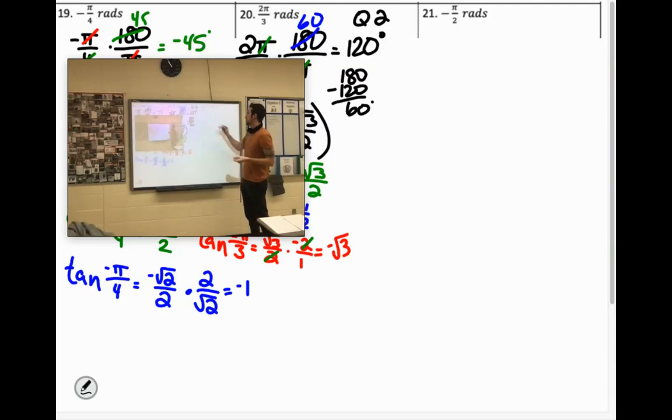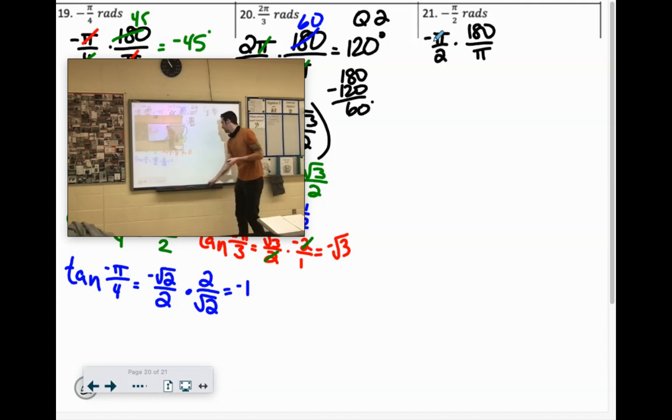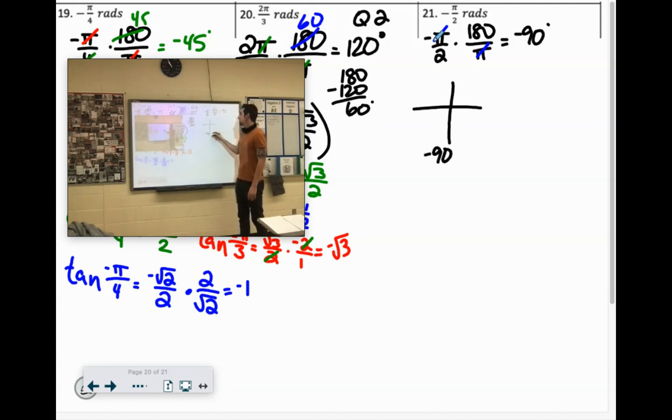Negative pi over 2, let's convert that. Pi over 180. Pi's cancel. 180 divided by 2 is 90, so this would come out to a negative 90-degree angle. Now you could look for a coterminal angle by adding 360 to it, or negative 90 would go straight down here, which that coordinate would be 0, negative 1.